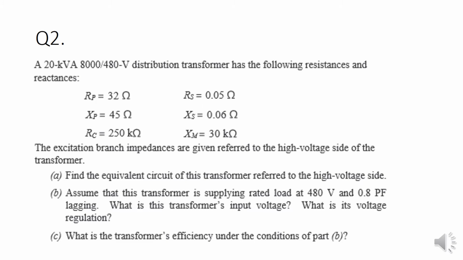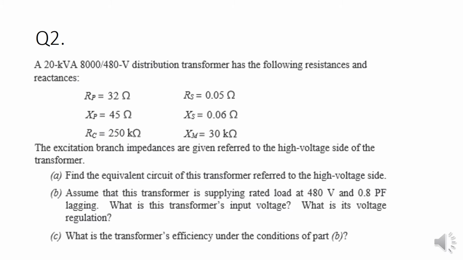So question number 2: it is a 20 kVA, 8000 to 480 volts distribution transformer, right? Here 20 kVA is the rated apparent power of this transformer. Here 8000 and 480 are given in order to calculate the turns ratio. So 8000 divided by 480 gives you the turns ratio A. Then RP, RS, XP, XS, RC, XM, those values are given. Each and every value is given to you.